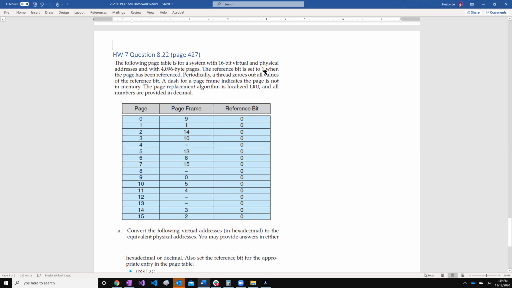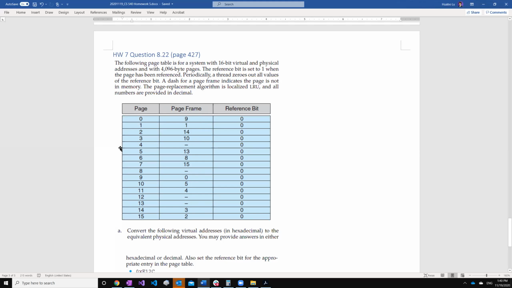And the reference bit is set to 1 when the page has been referenced, and periodically a thread zeroes out all values of the reference bits, so it clears the reference bit and prepares for the next use. A dash for the page frame. By the way, here it says page frame, a weird term, and to me this is just called the frame column.